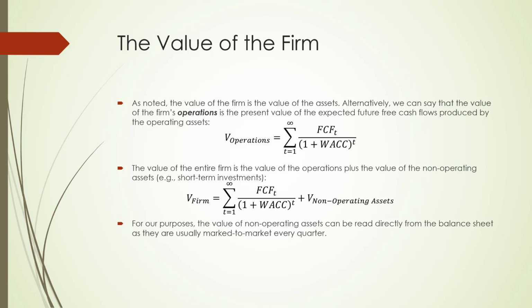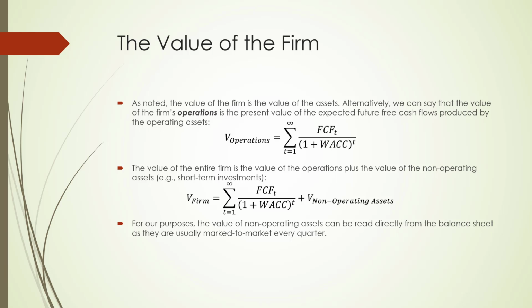Now, we can break up the value of the firm actually into two components. We have the operations, that is the day-to-day things that a company does. And then most companies will also have some non-operating assets. These are things like short-term investments, for example. And so the total value of the firm is the value of the operations plus the value of the non-operating assets. And that's what the second equation here shows.